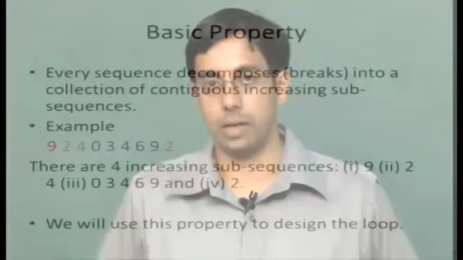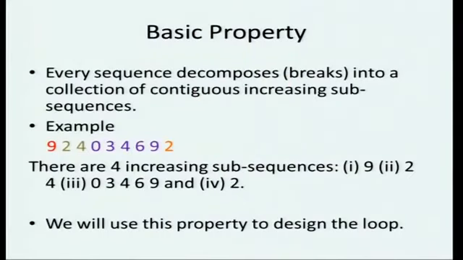So here is a basic property: given any sequence of numbers, we can break it into a collection of increasing contiguous subsequences. For example, the sequence that we have seen, 9, 2, 4, 0, 3, 4, 6, 9, 2, has a longest increasing contiguous subsequence of length 5. So we have to write a program to do this. Given a sequence of numbers, find the length of the longest increasing subsequence.